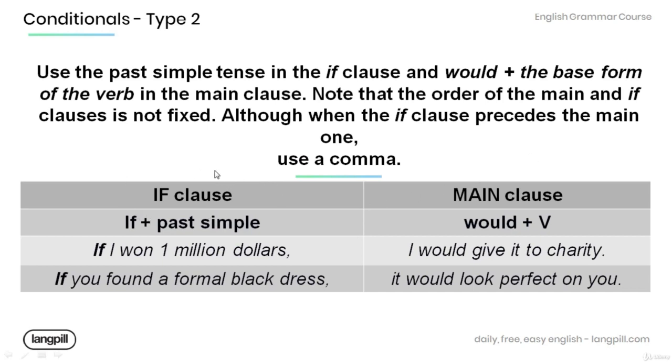Now the if clause of the type 2 conditionals or the second conditionals is formed by using if plus past simple and the main clause would plus verb. Have a look at the examples below. If I won $1 million, I would give it to charity. An event in the future that's unlikely to happen. If you found a formal black dress, it would look perfect on you. Unlikely to happen.